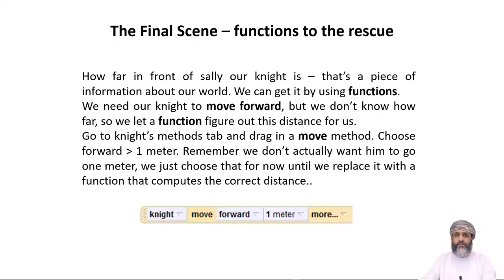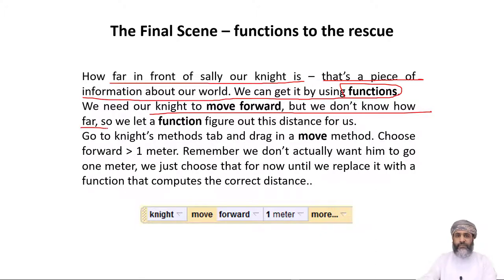How? How far in front of the princess is our knight? That's a piece of information about our world. We can get it by using some functions, like we used last time. We need our knight to move forward, but we don't know how far. So we let the function figure out this distance for us, the exact distance in the world.